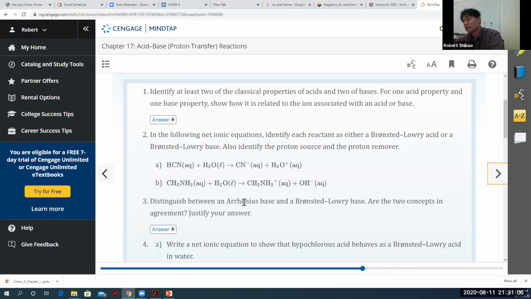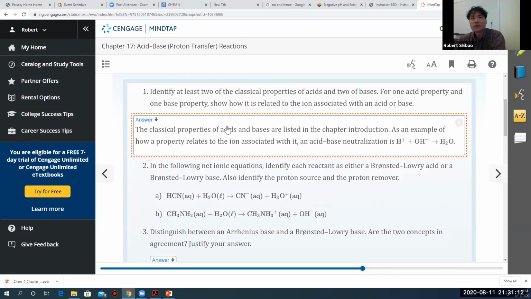Well, acids are sour. Actually, let's not think about it too much. Classical properties of acids and bases are listed in the introduction as an example of how a property relates to an ion associated. Well, acids are sour, and the properties are they dissolve metals. They change the color of indicators, certain colors. That kind of stuff. Bases too.